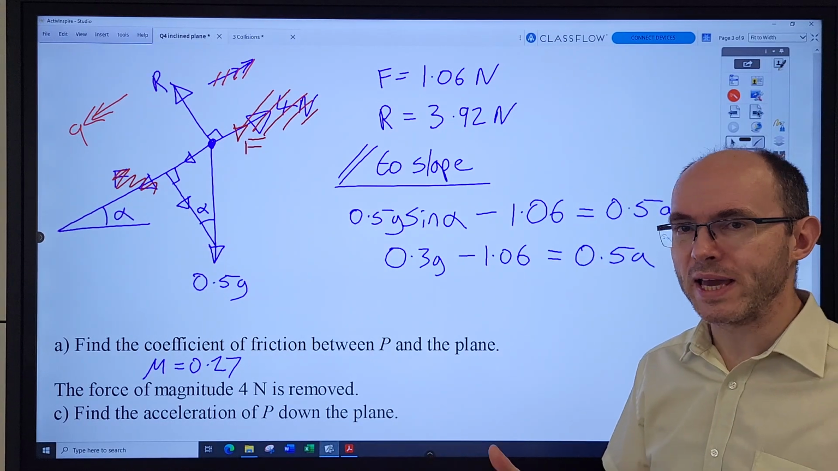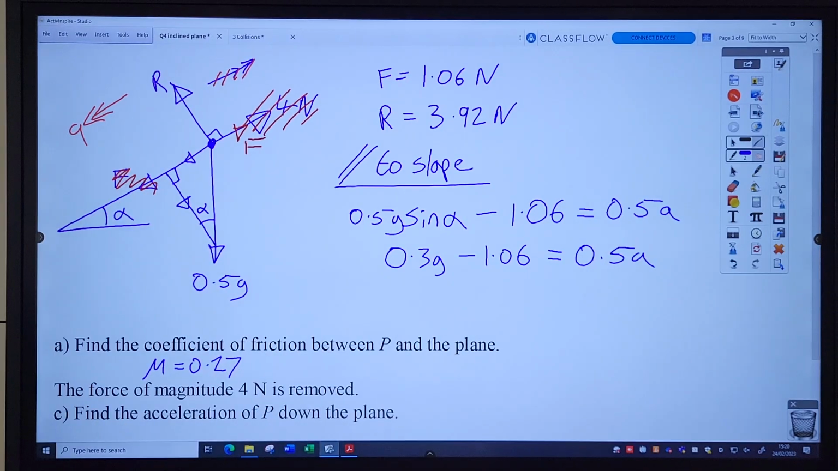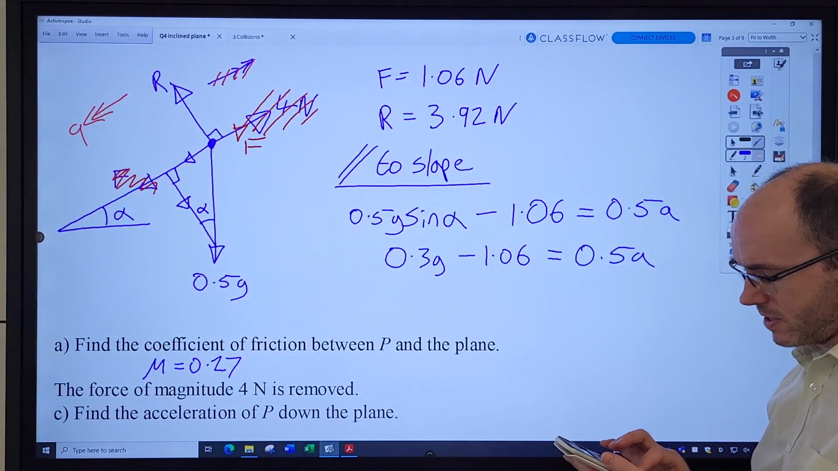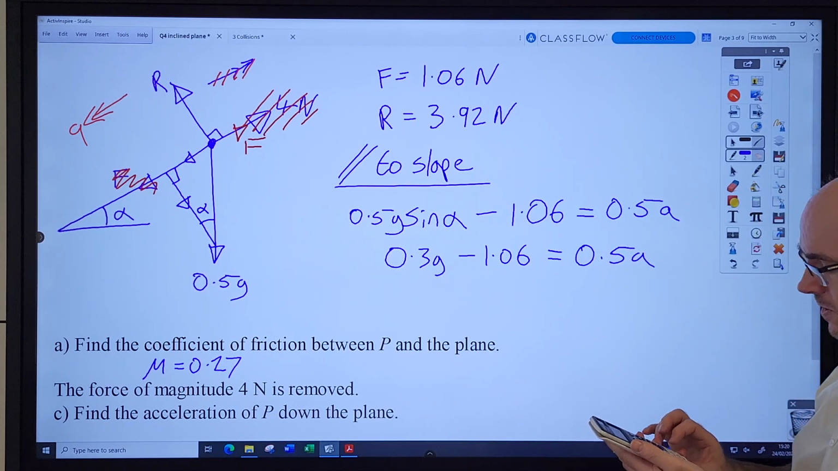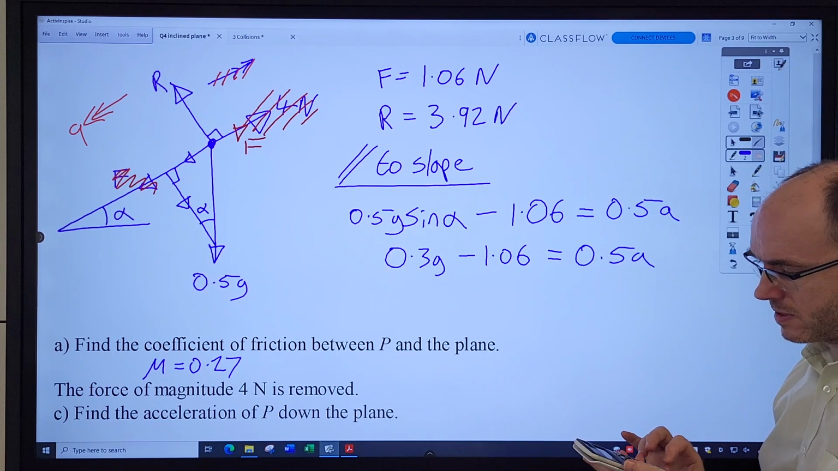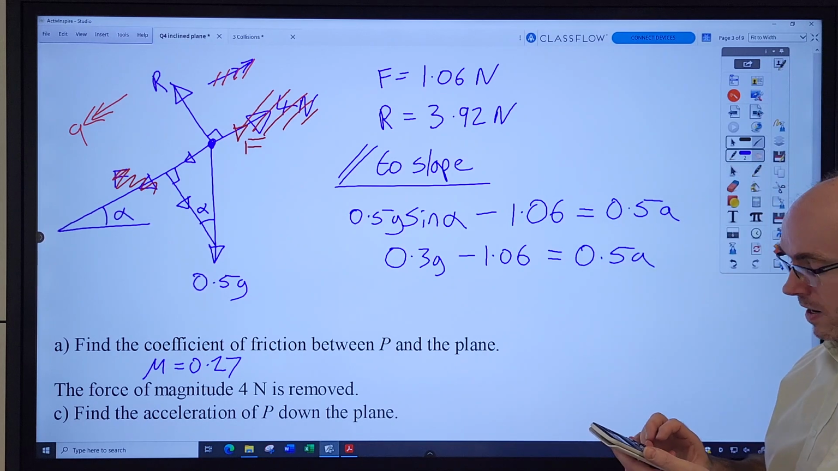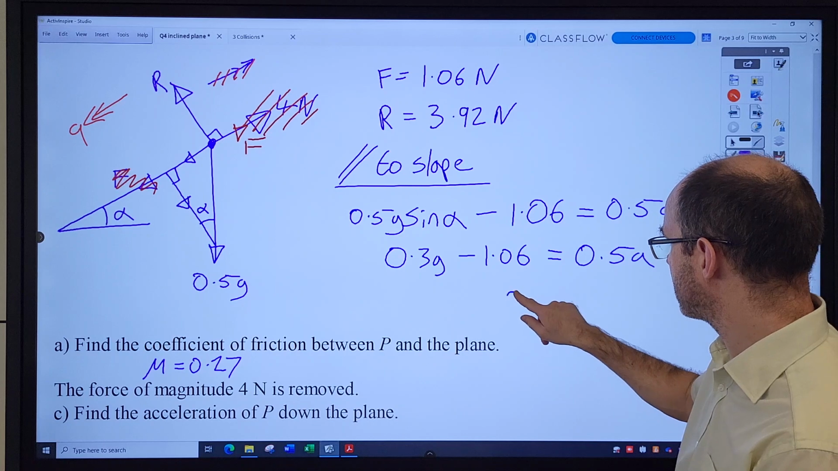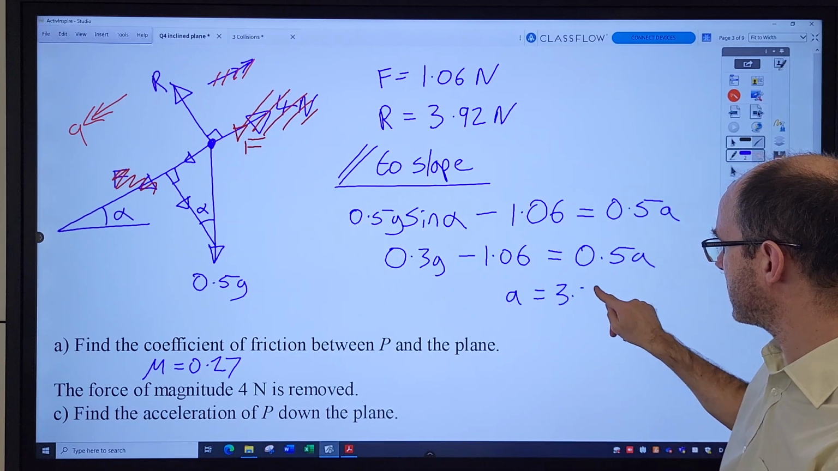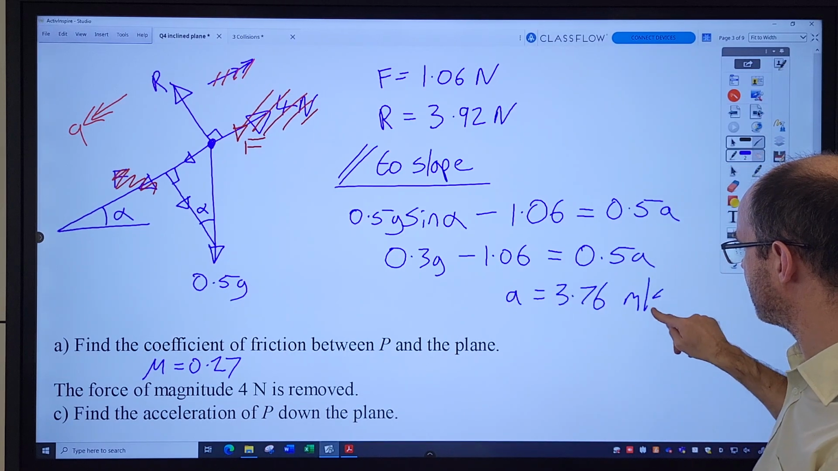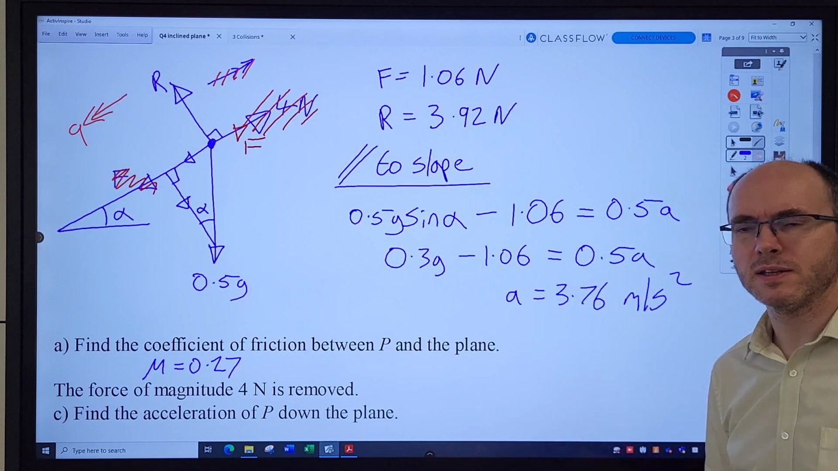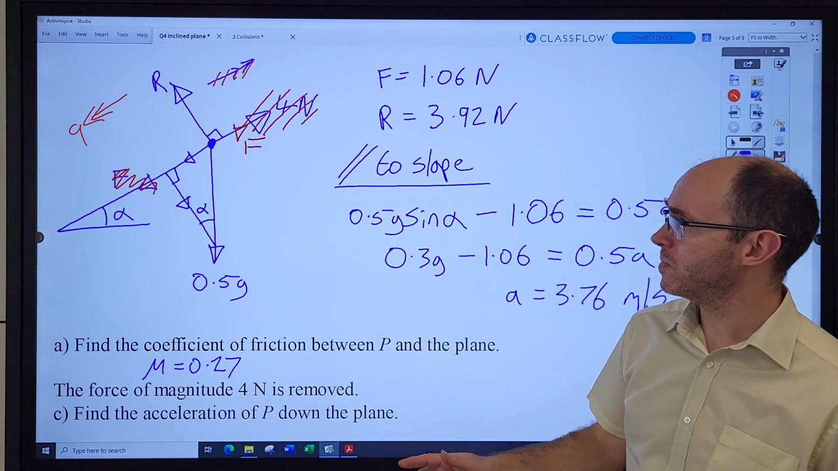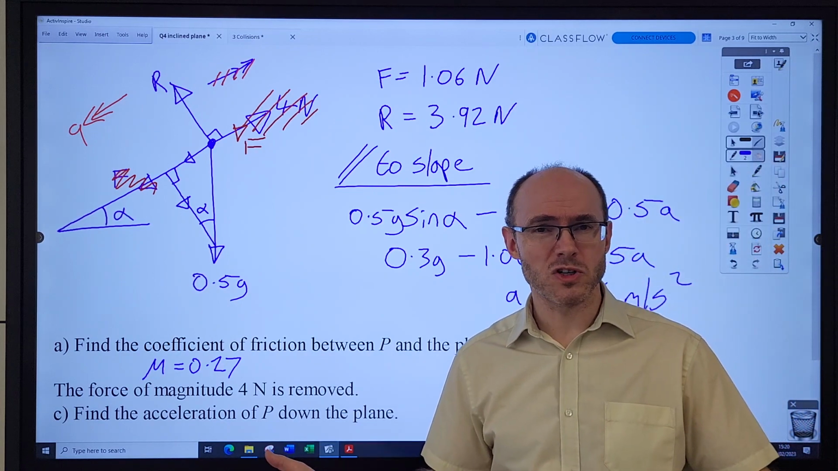I'm just going to work out what A is. So 0.3 times 9.8, subtract 1.06, and then divide that by a half, so times by 2. Well, we've got 3.76. So A equals 3.76 meters per second squared. That's our acceleration down the plane. That's that question done. Hope you got a lot out of that. Thank you for watching, and I'll see you again.